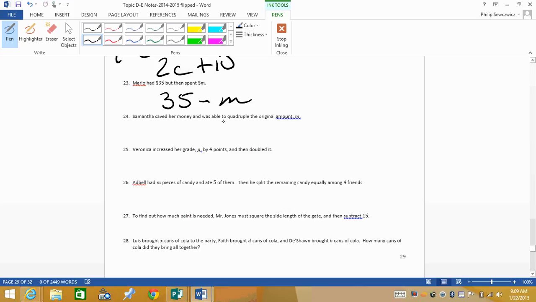Samantha saved her money, was able to quadruple the original amount. Quadruple means to times by 4. So take the original amount and times it by 4.